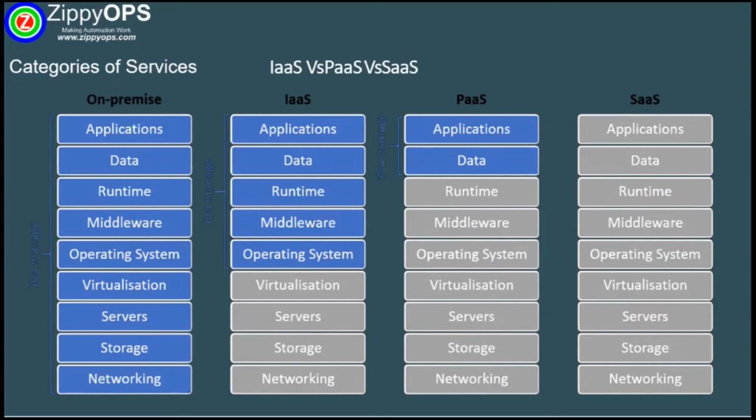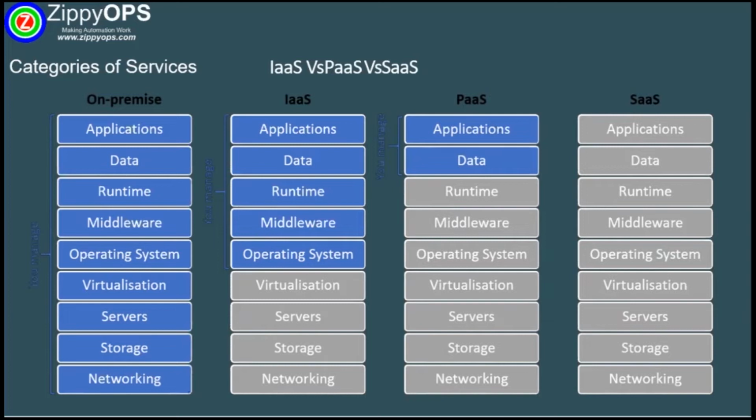When we go for infrastructure as a service, that's called IaaS, the service provider like Amazon or Azure or Google will take care of everything up to the virtualization layer. And you have to install the OS on top of the virtual machine. Then you will install the middleware on top of it. On top of that, you will get the runtime. Your application and data will be running in the runtime.